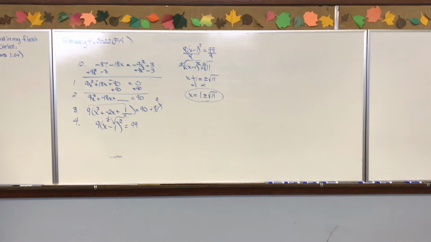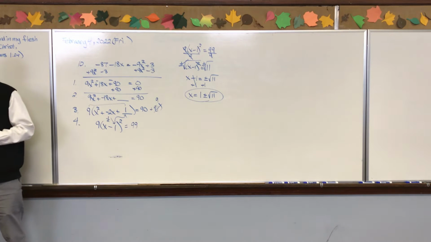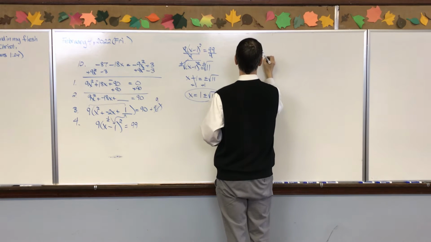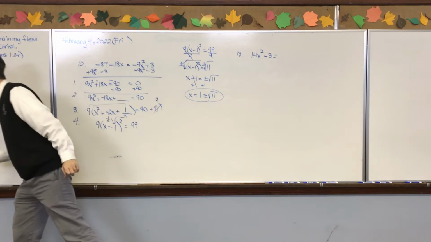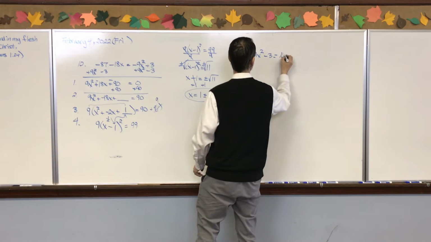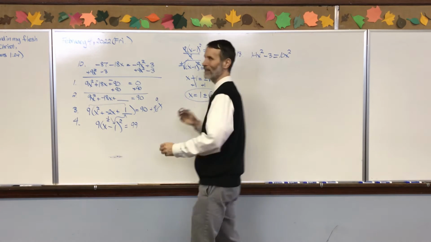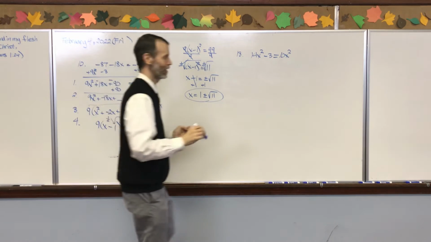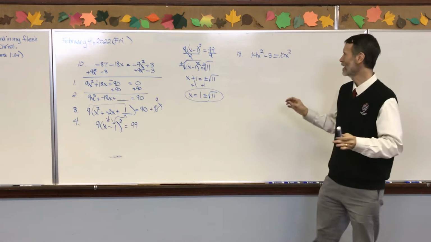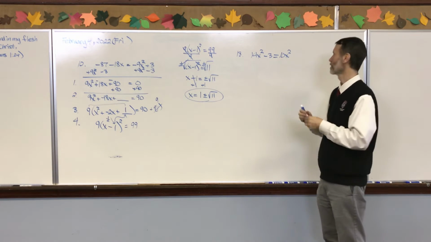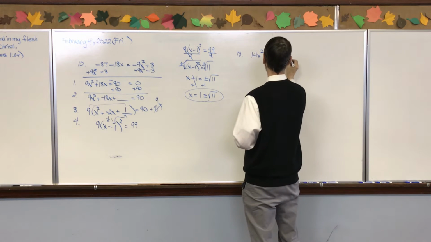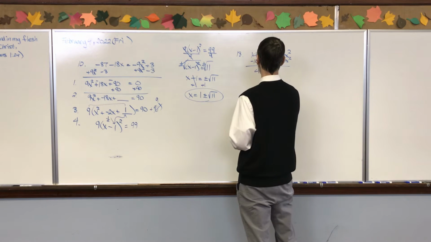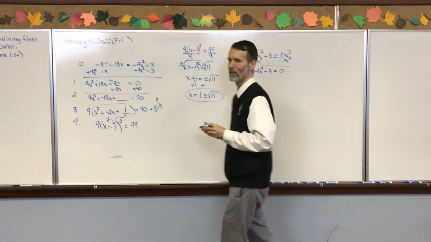Solve with the quadratic formula. 14x squared minus 3 equals 10x squared. Ironically enough, you could solve this with algebra, which is the easiest method. But they're insisting the quadratic formula needs to be used. So first thing you need to do, get the answer down to 0. I would subtract 10x squared from both sides. Line up the like terms. You should have 4x squared minus 3 equals 0. So that's your first step.